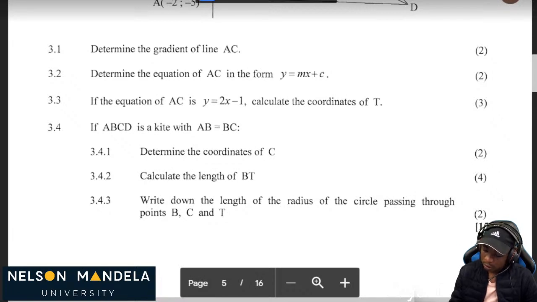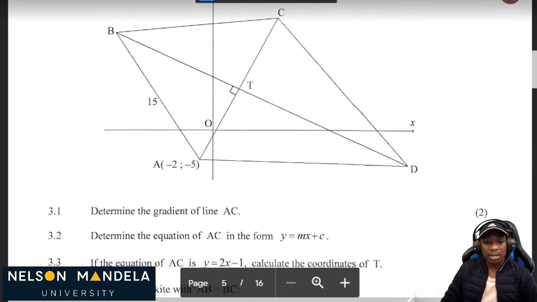3.42. On 3.42, they are saying to calculate the length of BT. Where is BT? Here is BT. We know the coordinates of A and T. We know those coordinates. We know the coordinates of T, and we also know the coordinates of A. So you can calculate the distance of AT.